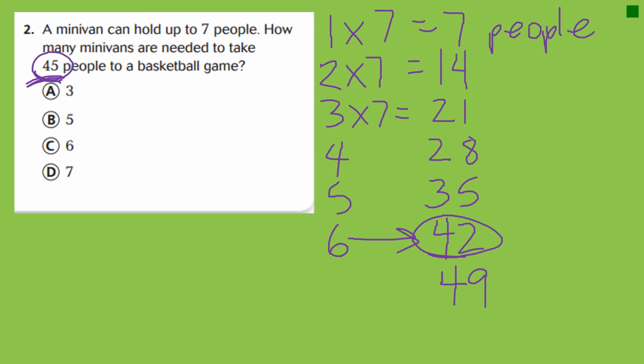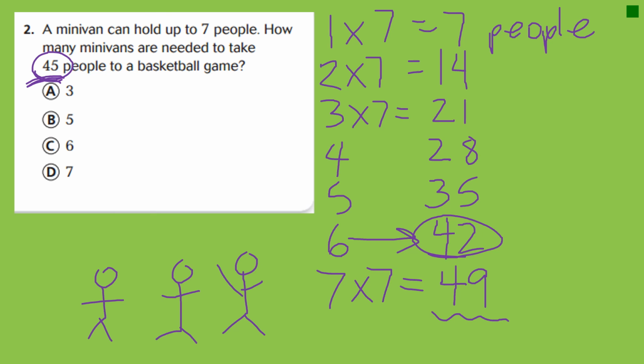What are we going to do with those 3 remaining people? Right? Here they are. Hey, we want to go to the game. Sorry, you're not a multiple of 7. No, that's not what we do. We get a 7th van that will hold 7 people. So we could take 49 people to the game, but we really only need 45. But we're still going to get that extra van, right? Those people want to get to the game. We will need 7 vans.